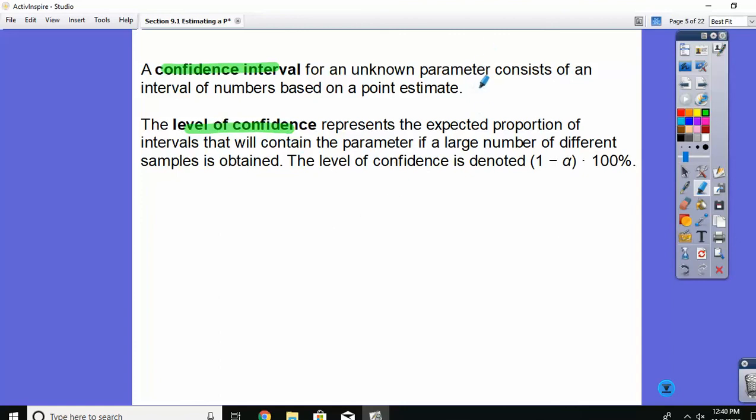So a confidence interval consists of an interval of numbers based on a point estimate. So based on like that p-hat value. The level of confidence tells us the expected proportion of intervals that will contain the parameter if a large number of samples is obtained. We will use this 1 minus alpha percent notation.